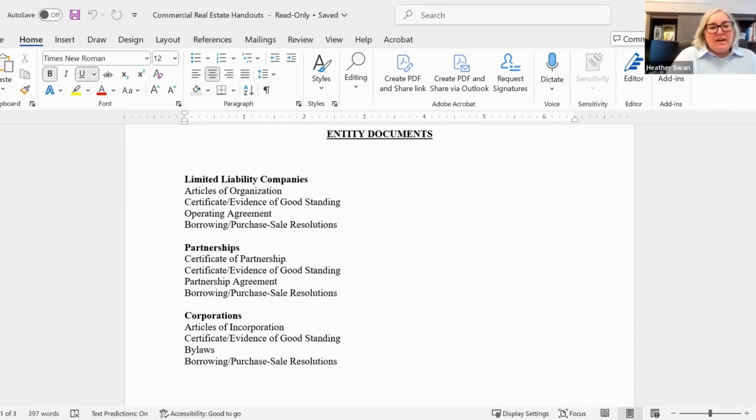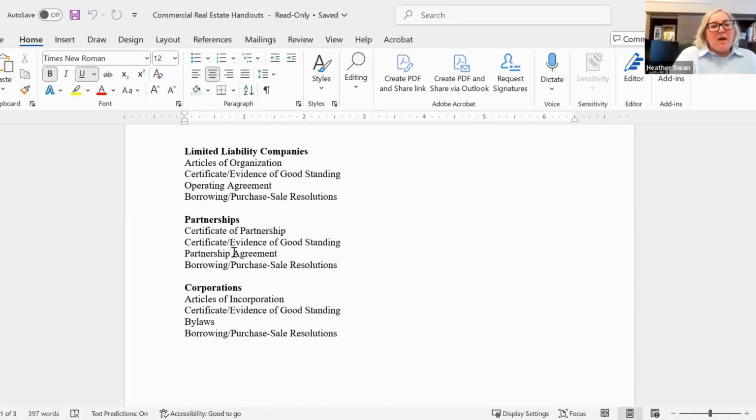Very quickly, you can see on this same list, we have a partnership. The structure is very similar. A partnership is formed by filing a certificate of partnership with the state that the partnership is being formed in.